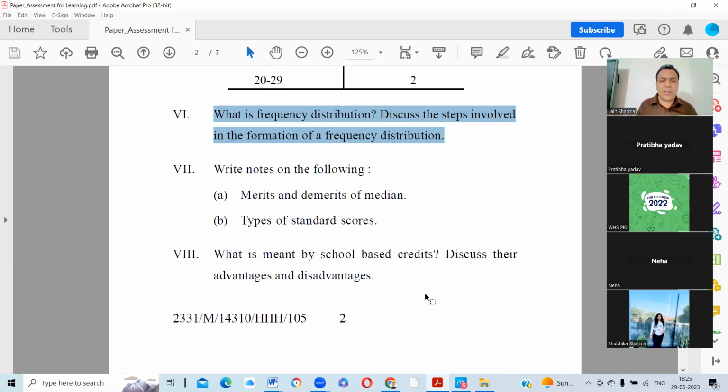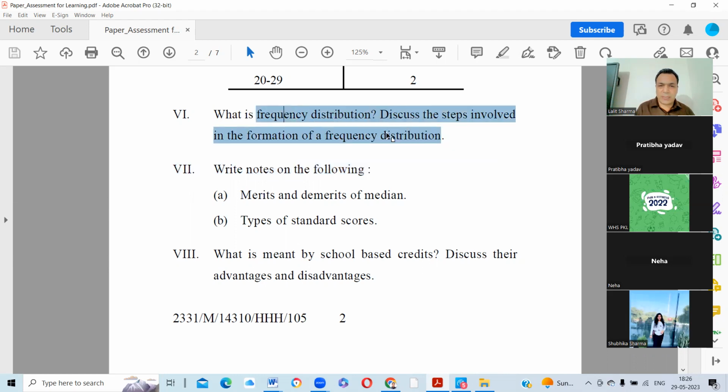You only have to make the frequency distribution. You should learn the steps. It is very easy. I have made notes. You can check my notes. Okay, first of all, I have defined what a frequency distribution is, and after that I have made a heading on what the steps involved in the frequency distribution are. Okay, you can see that. Now look next, then see the 7th question.